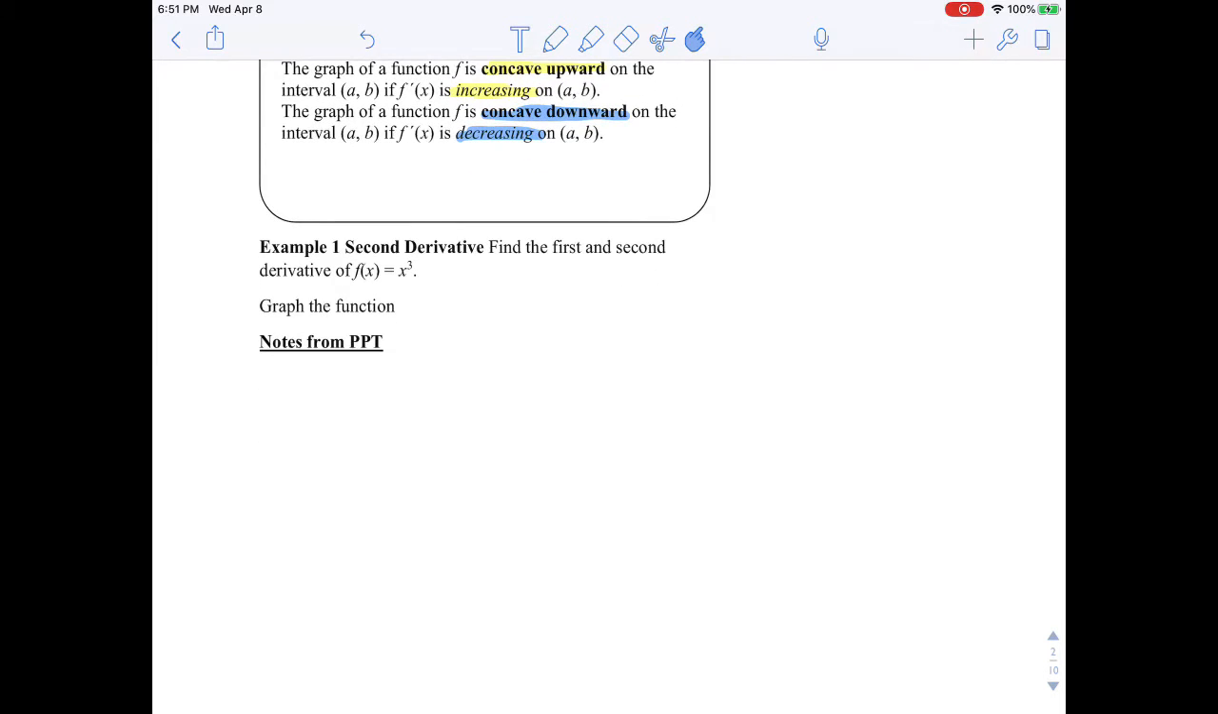So the first thing we're going to do is find the second derivative. To find the second derivative, you need to find the first derivative. So the first derivative would be 3x squared. The second derivative is just taking the derivative of the first derivative.